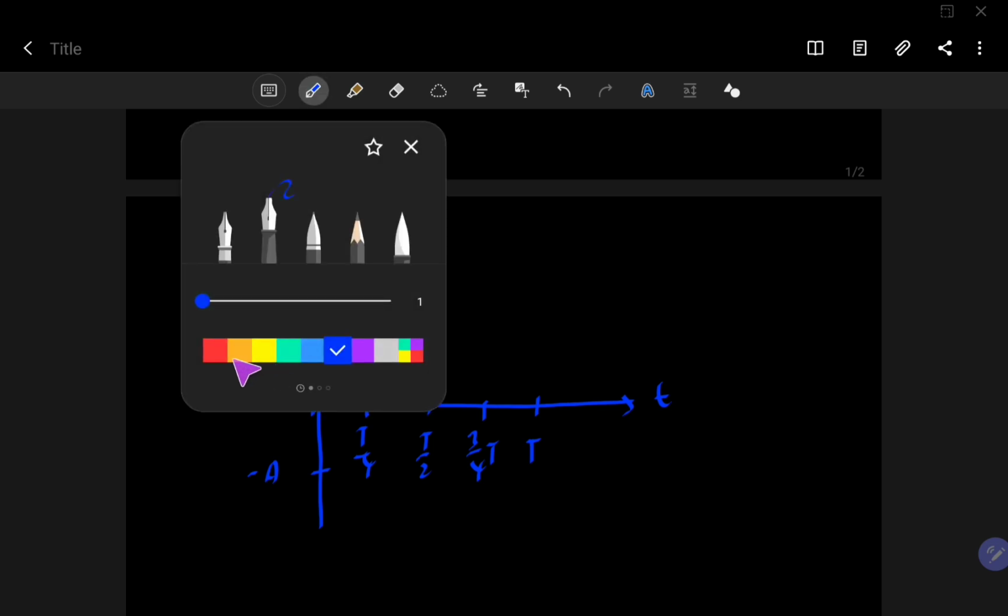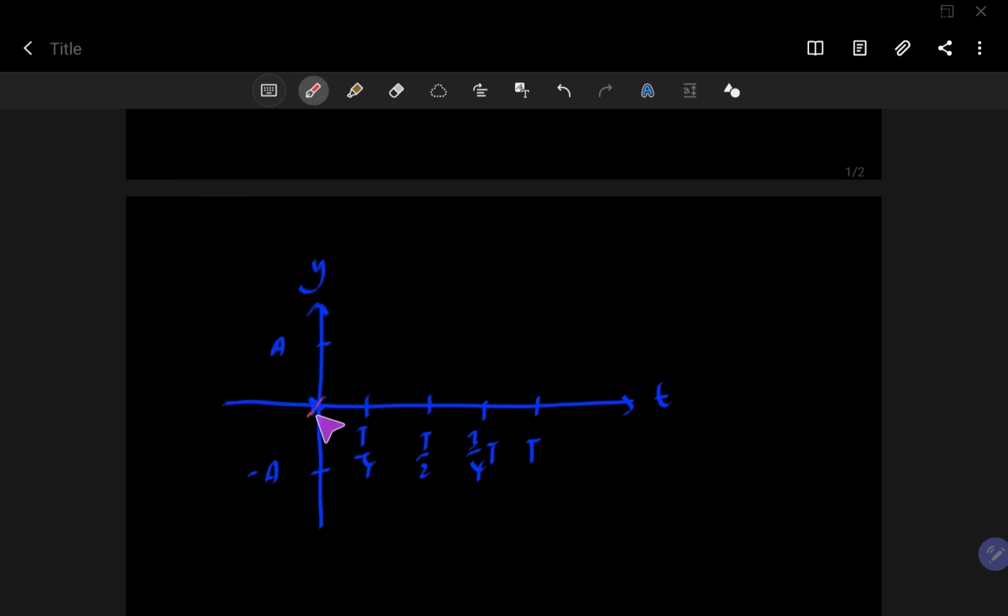I'm using a different color, the red one. So we just start at the equilibrium, and then move to the left, reach the negative amplitude, and then turn back to its original position, which is equilibrium again, and then reach the positive amplitude, and turn back to its original position. So first quarter, second quarter, third quarter, and fourth quarter.